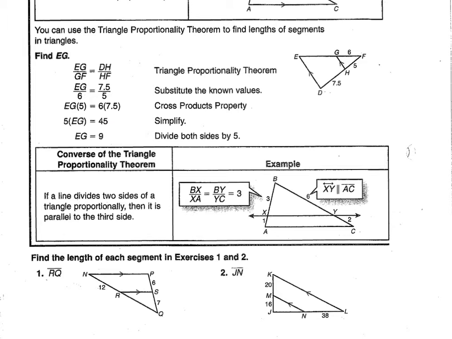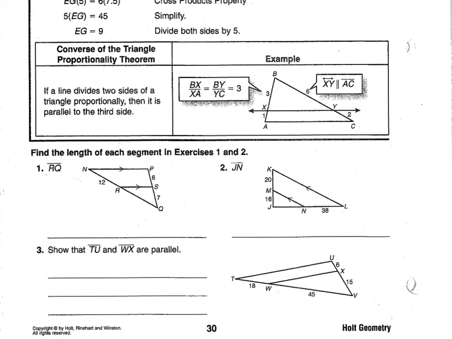Now the converse of that theorem says if the line divides two sides of a triangle proportionally, then it is parallel to the third side. So here it's saying if the line divides the two sides, then the sides will be proportional.